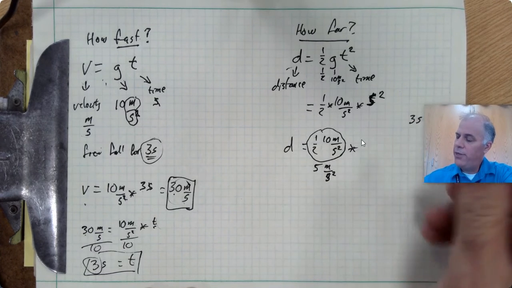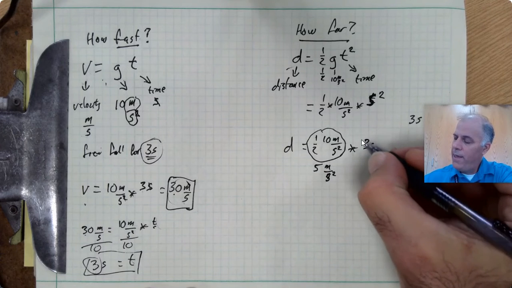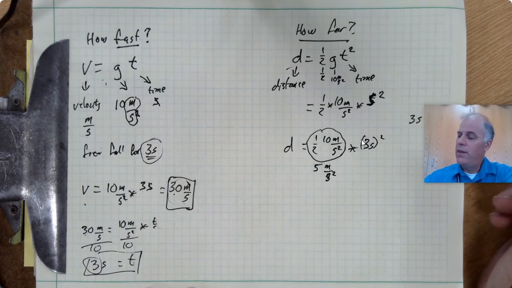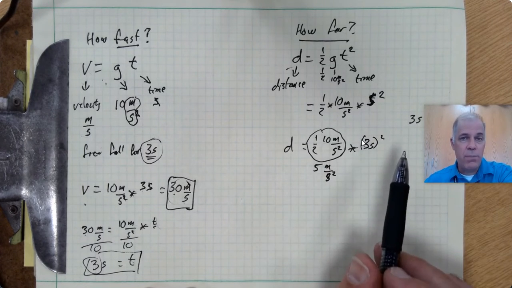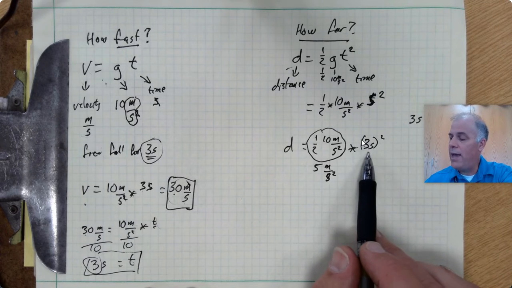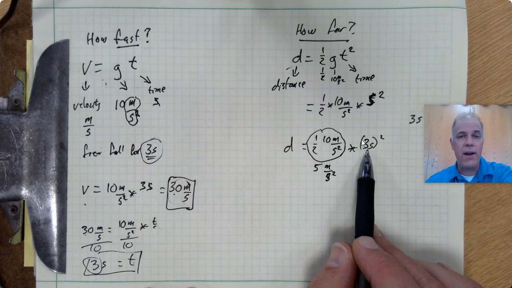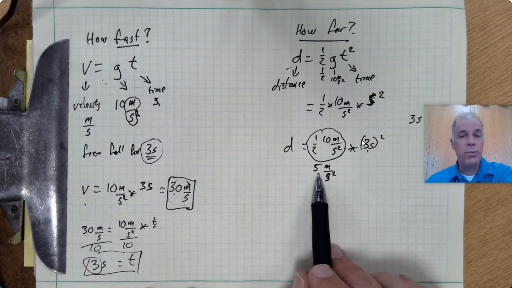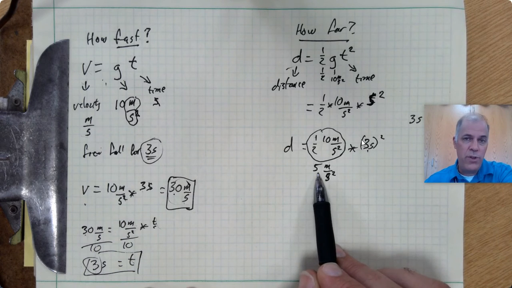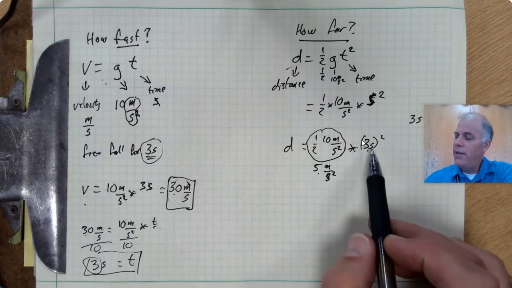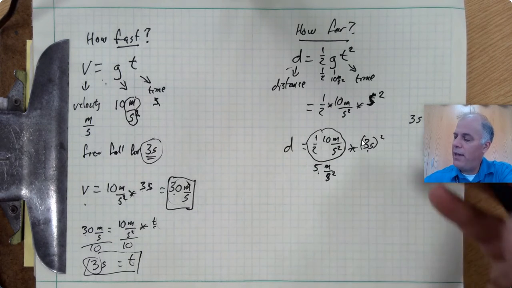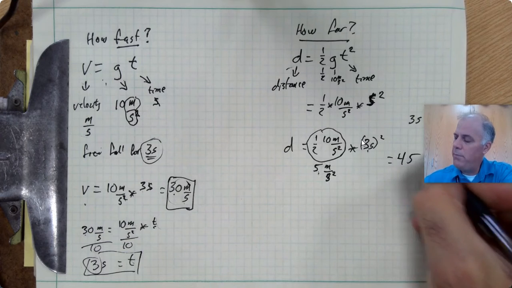And then we take 3 seconds, and that's got to be squared. So what this means is we can solve this thing pretty easily by taking our time and squaring it. So 3 squared is 9, and then we multiply it by 5. And you may be able to do this one in your head. If you need a calculator, that's fine. But 3 squared is 9, times 5 equals 45 meters.